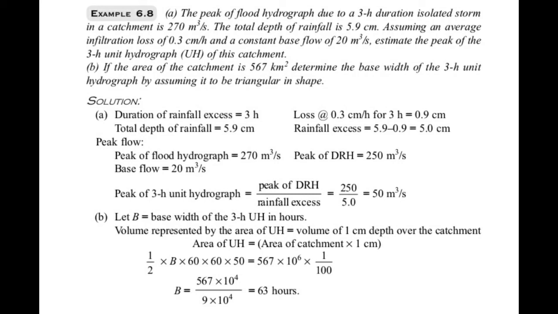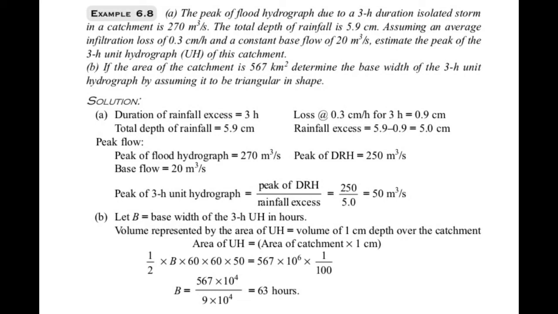Solution. We have here given the duration of rainfall excess, which equals 3 hours. The total depth of rainfall equals 5.9 centimeter. The loss due to infiltration at 0.3 centimeter per hour for 3 hours is equal to 0.9 centimeter. And the rainfall excess is equal to 5.9 minus the infiltration loss of 0.9. We get 5.0 centimeter.